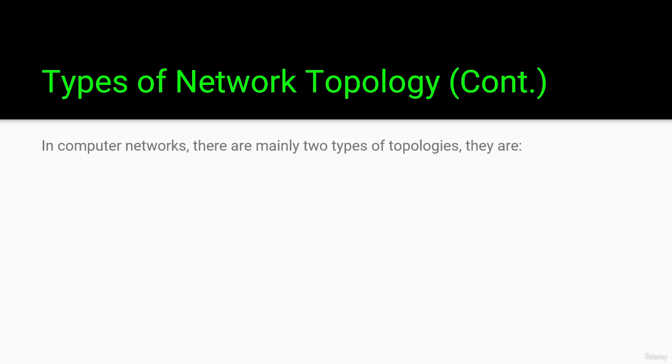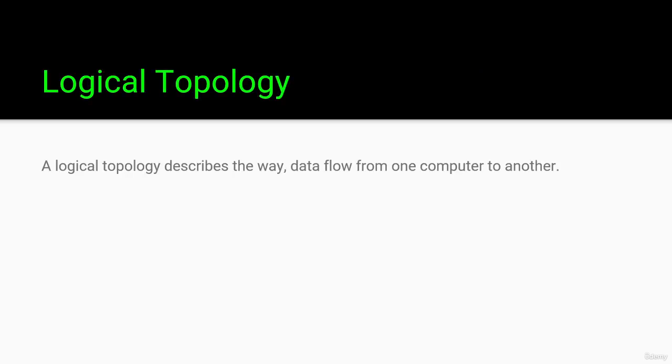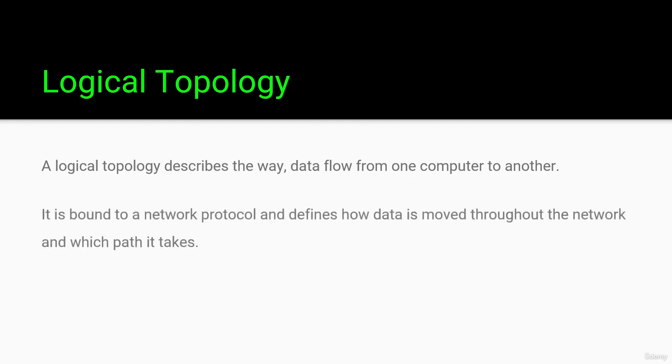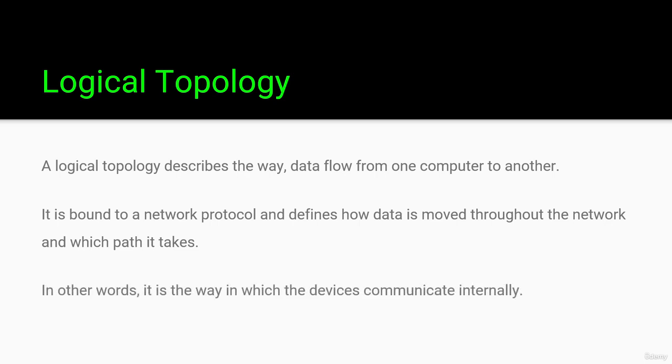In computer networks, there are mainly two types of topology: logical topology and physical topology. A logical topology describes the way data flows from one computer to another. It is bound to a network protocol and defines how data are moved throughout the network and which path it takes. In other words, it is the way in which devices communicate internally.